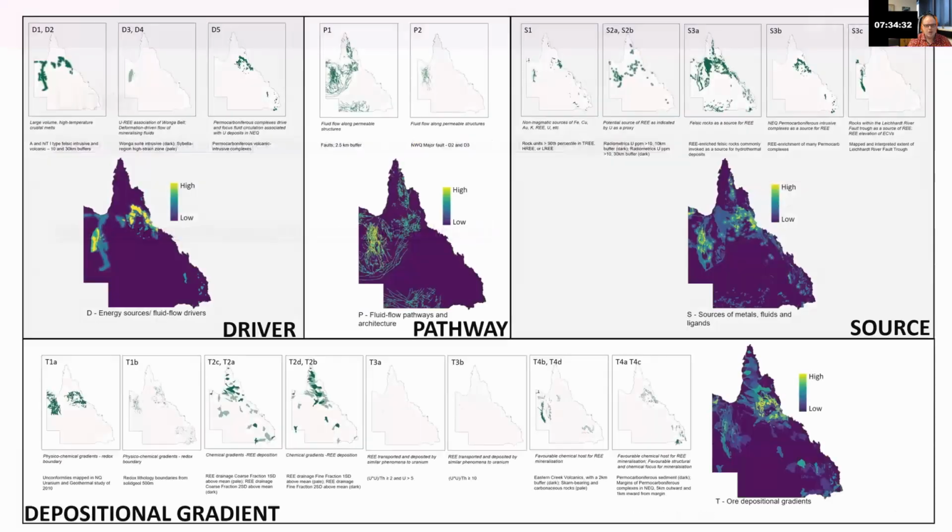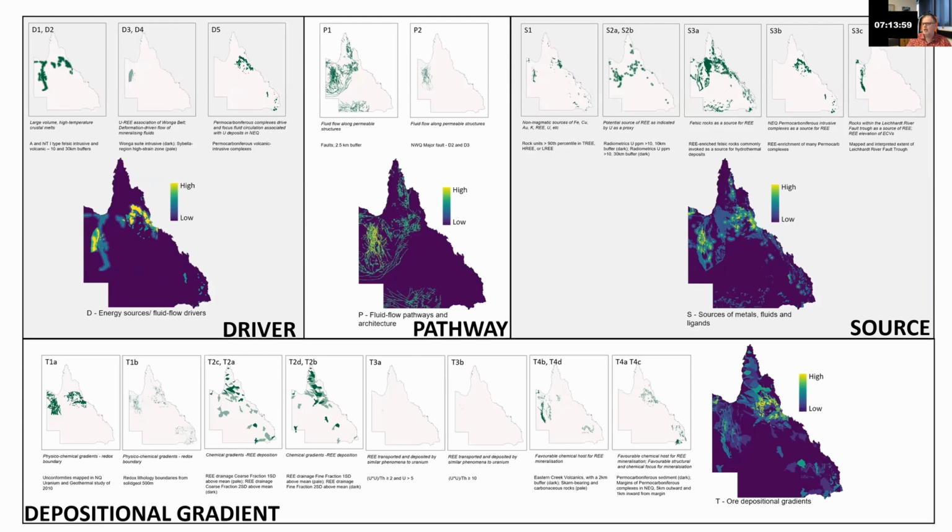But I guess what we wanted to do was have an online tool that allowed people to play with some of these measures and say, well, actually, I don't want to use this D1, D2 criteria for the driver. I only want to use these two, or I want to change the emphasis of the different ones. And so that's really what we developed this tool for.